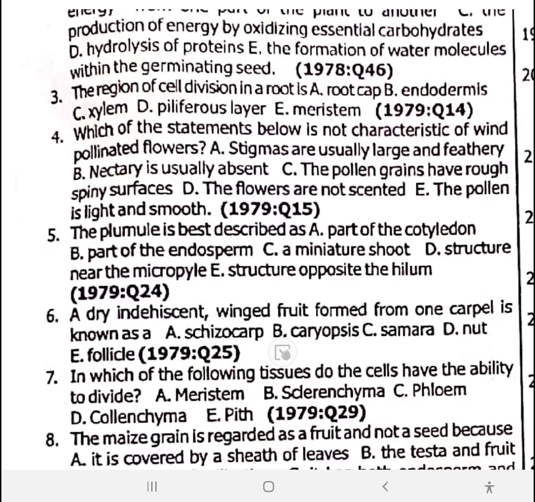Now I also want you to jot down a couple of points. Caryopsis is a fruit that has its fruit wall or pericarp fused to the seed coat.